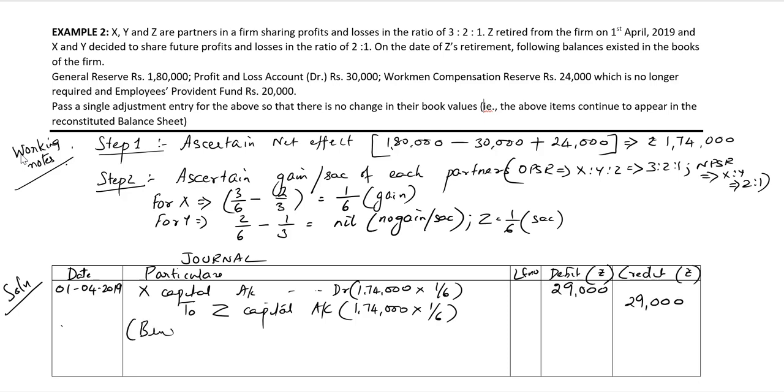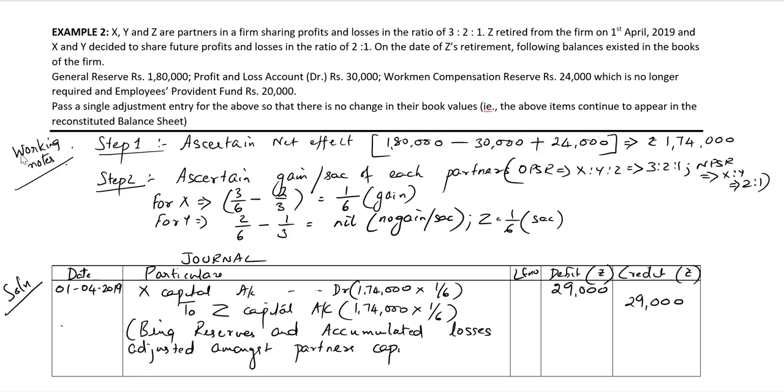Narration being reserves and accumulated losses adjusted among partners' capital accounts. So this is the answer to example 2, where we followed the second method to solve the problem.